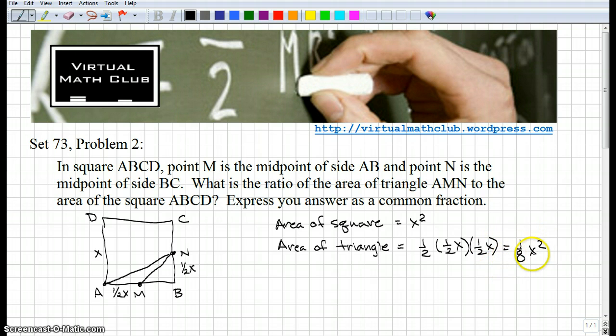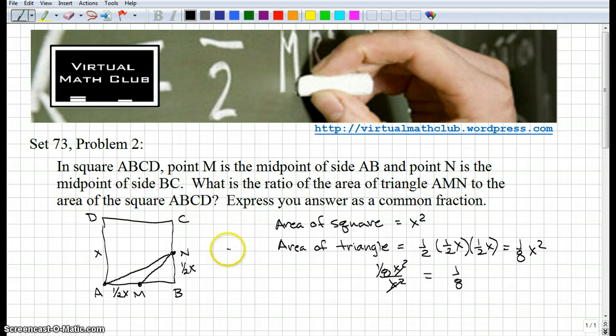All right. So now you can see we could take the ratio of the triangle to the square, and we get 1/8 x squared over x squared. X squared over x squared is 1, so our ratio is 1/8. All right, that's one way you could do it.